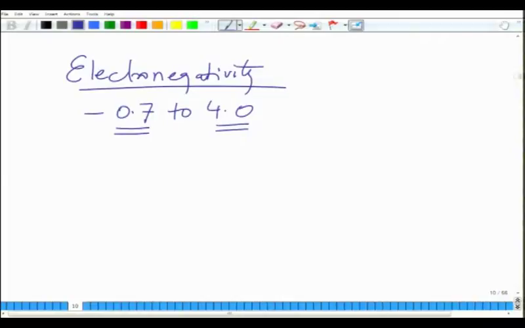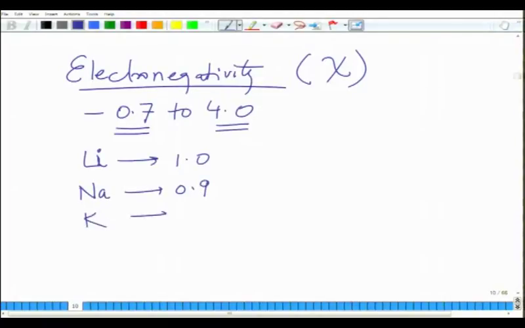So for example, if I look at lithium, this is denoted by a parameter called chi. For lithium this value is typically 1. I will give you some numbers. For sodium it is about 0.9, for potassium it is about 0.8. If you look at column 2, magnesium is about 1.3, calcium is about 1.3.